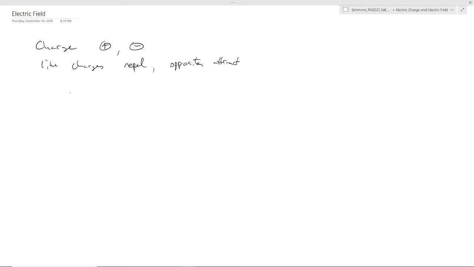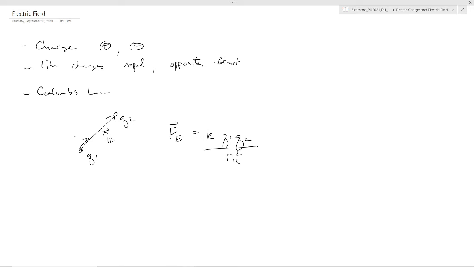We've talked about how we can use Coulomb's law to describe the force between charges. So if you have a couple charges separated by some distance, the force between them is this inverse square law. It depends on the product of the charges. So the bigger the charges, the bigger the force. It's inversely proportional to the distance, and it points along the line between them.